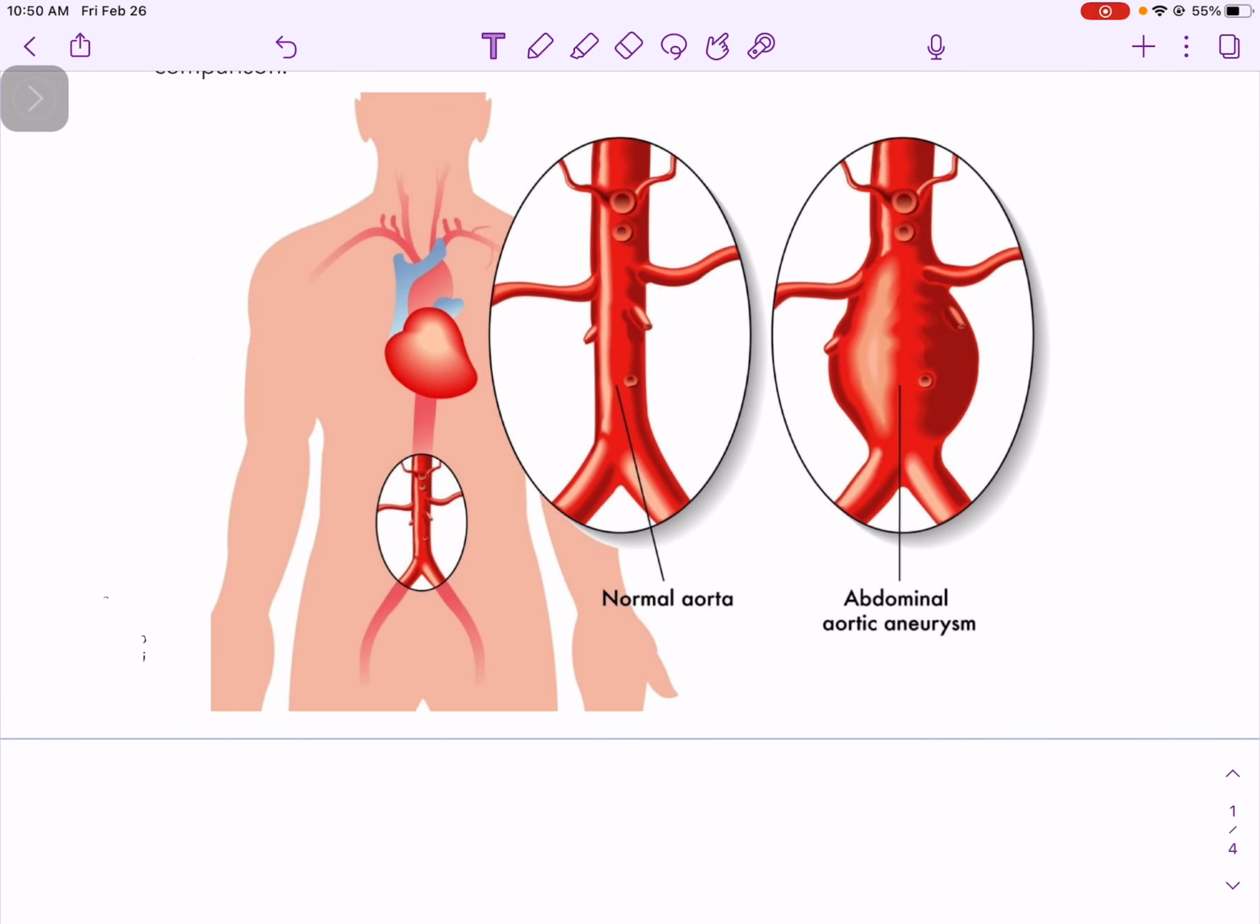As you can see in the diagram, on the left side, we have what a normal, perfectly healthy aorta looks like. And on the right side is what the person's aorta looks like when diagnosed with an aortic aneurysm. On the right side is what your aorta looks like.